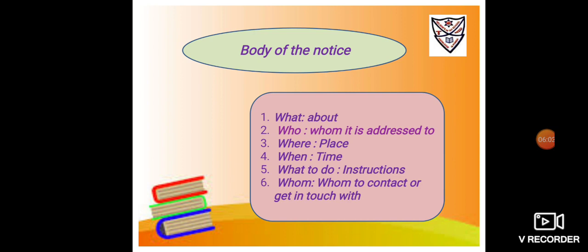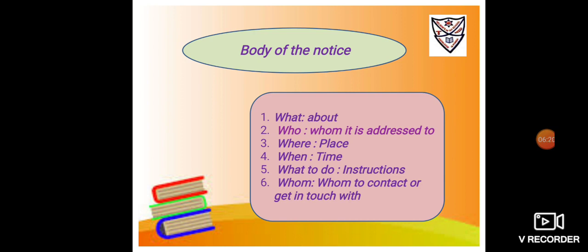So children are supposed to dress up nicely, okay, with the costumes that are already allotted to them, or whom to contact or get in touch with. So as soon as they reach the event hall, they have to just come in contact with so-and-so person. So this is what the body of the notice should have.